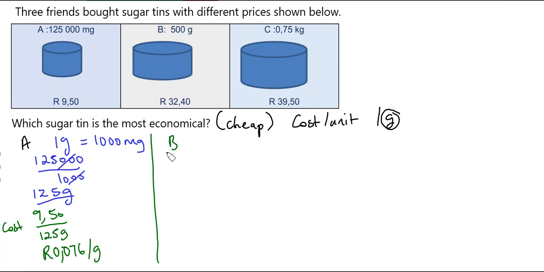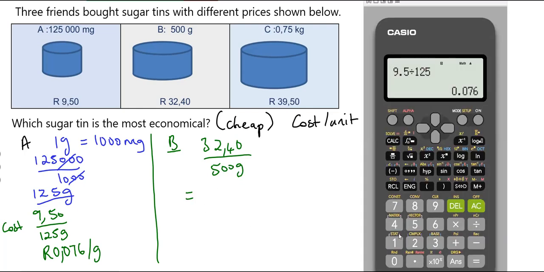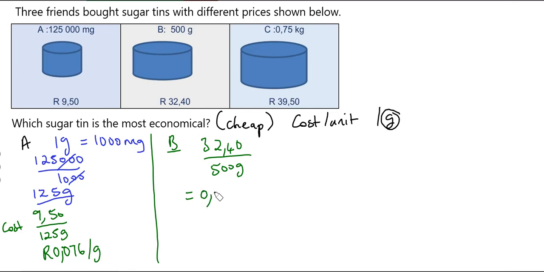Let's look at B. B is already in grams, so we don't have to worry much. We are going to say, okay, it's 32 rand, 40 cents. Here we divide by the 500 grams. Then we see what we get. 32,4 divided by 500. What do we get? We get 0,0648, and this is in rands per gram.